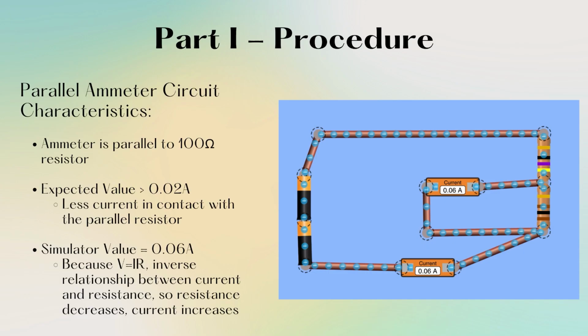Now let's observe the effects of placing one of the ammeters in parallel with the 100 ohm resistor. Because less current comes in contact with this resistor, we expect the current to be greater than the original current, or 0.02 ohms. Indeed it is, reading 0.06 ohms. We can also explain this phenomenon by recognizing the inverse relationship between current and resistance in Ohm's law. As resistance goes down, current goes up.